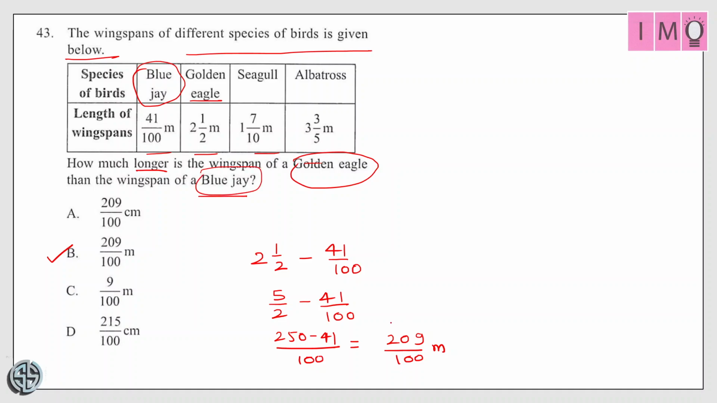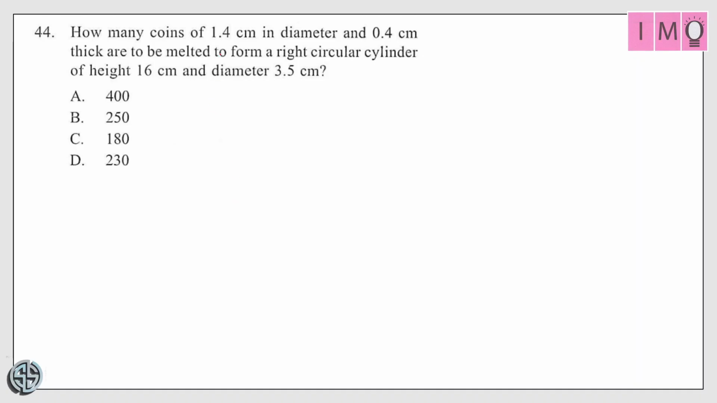Okay, let's move to the 44th question. It is asked how many coins of 1.4 centimeter in diameter and 0.74 centimeter thick are to be melted to form a right circular cylinder of height 16 centimeter and diameter 3.5 centimeters.